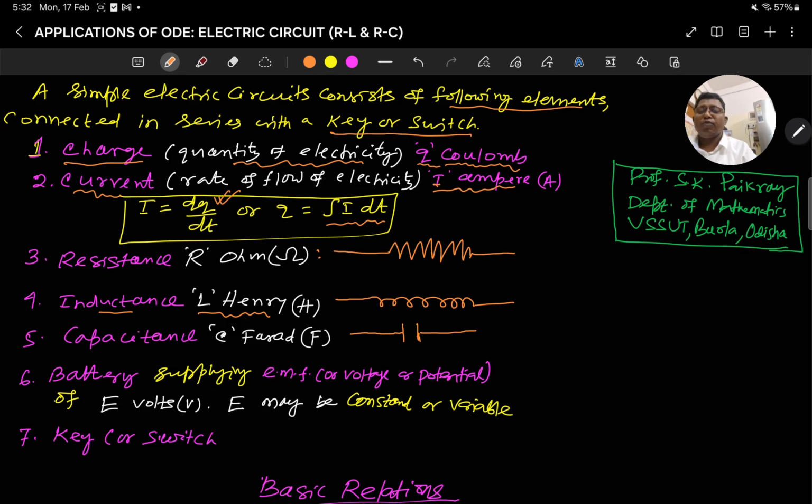Okay, and we have a battery supplying EMF. EMF means electromotive force. So the battery supplies EMF, or voltage, or potential, and we can denote it like this, negative and positive. You mark this. These are two parallel lines, where one is smaller and the other one is larger. It is negative here and positive here, and the flow is like this. It is a battery source.